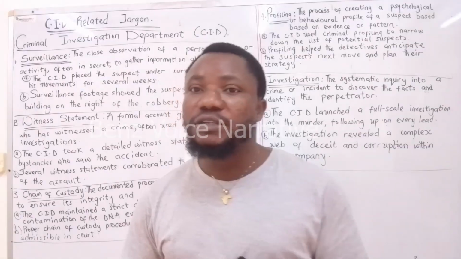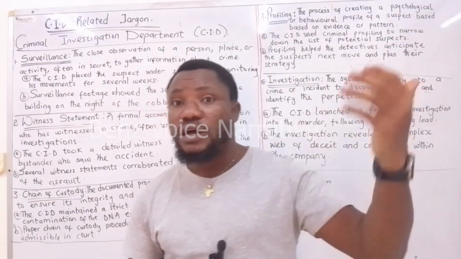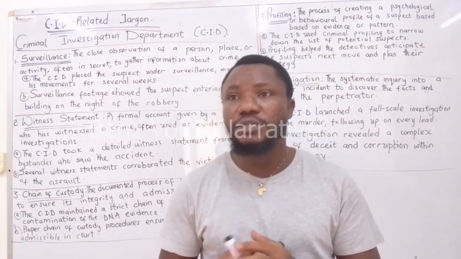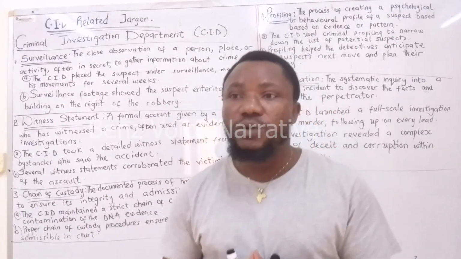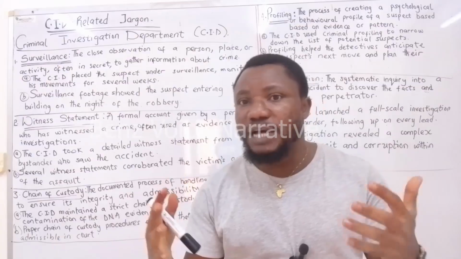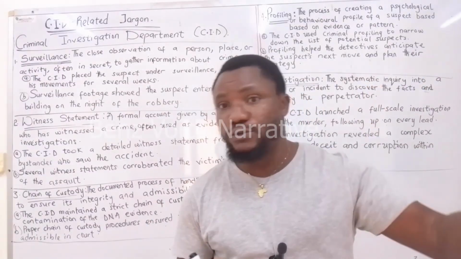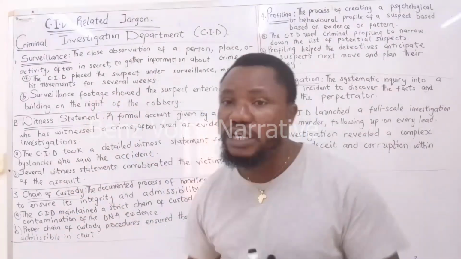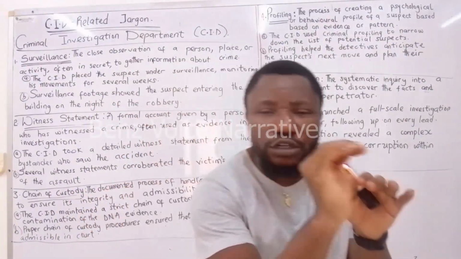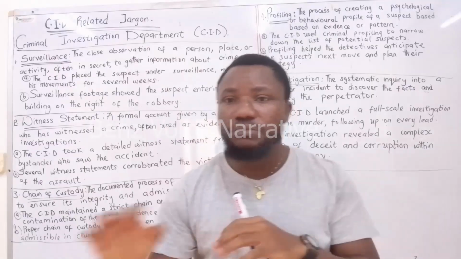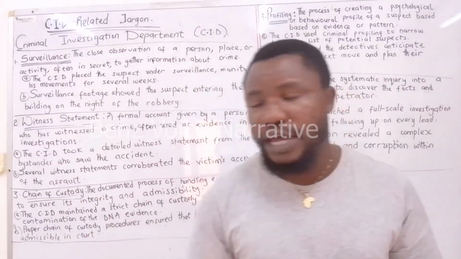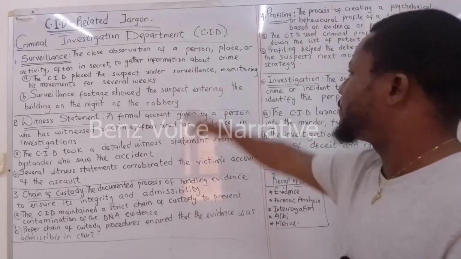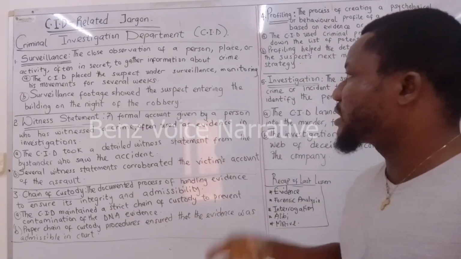The CID placed the suspect under surveillance, monitoring his movements for several weeks. Now, one beautiful thing about surveillance is that it can go on for as long as possible. It can go on for weeks, days, months, and sometimes, depending on the gravity of the matter at hand, surveillance could last even up to a year, even more than a year, where officers of the CID monitor the movement of a suspect. Okay, so that is the first.